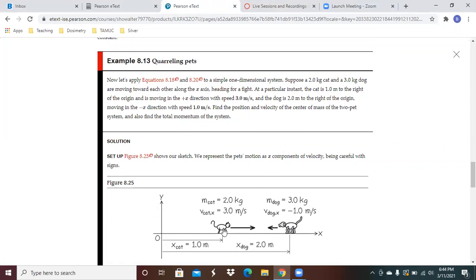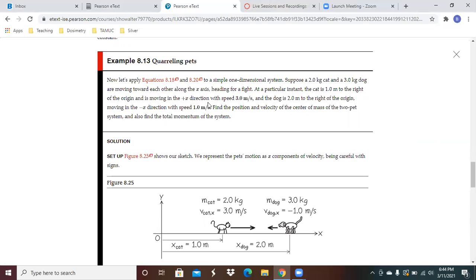So suppose a 2-kilogram cat. 1 kilogram is 2.2 pounds, so that's a pretty light cat, actually. And a 3-pound dog, that's a pretty small dog, too. I've got one. It's a Pomeranian, kind of cute. So let's say they're moving towards each other along the x-axis, and they're, of course, going to get into a scrap.